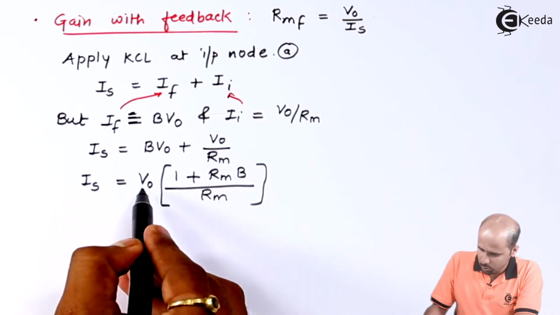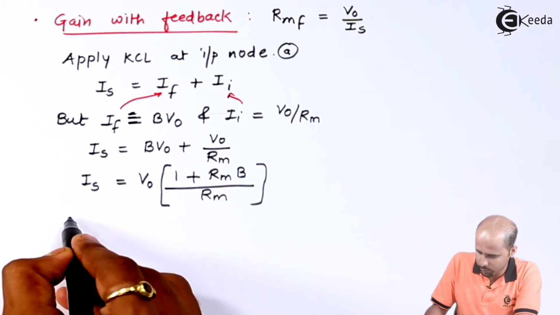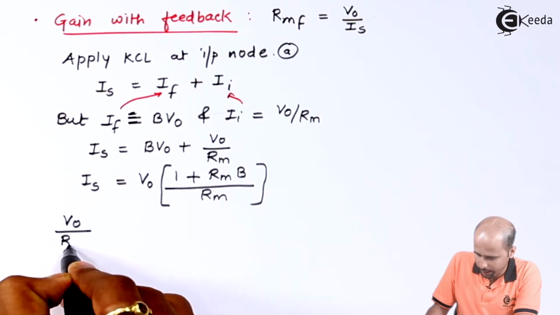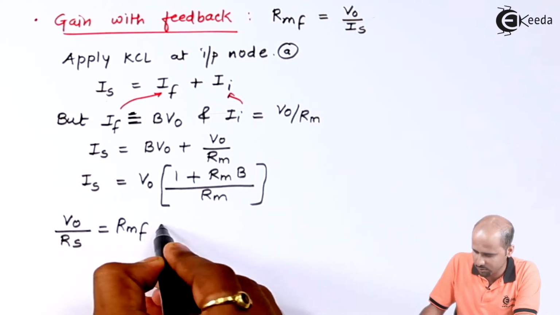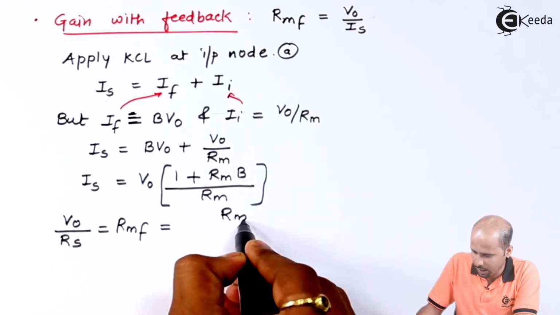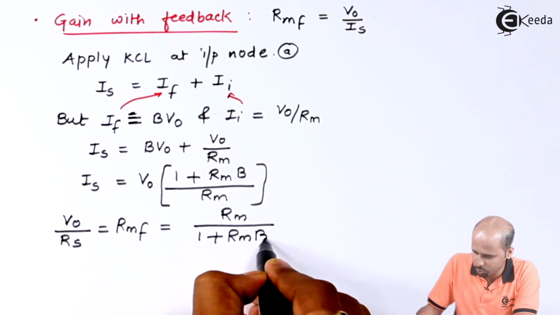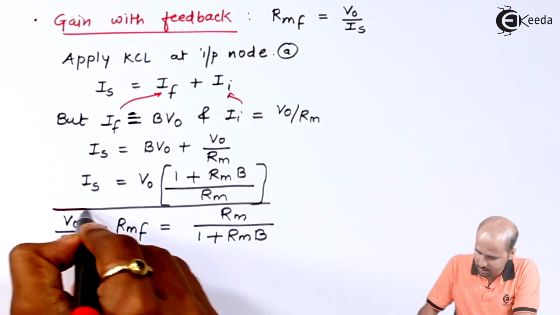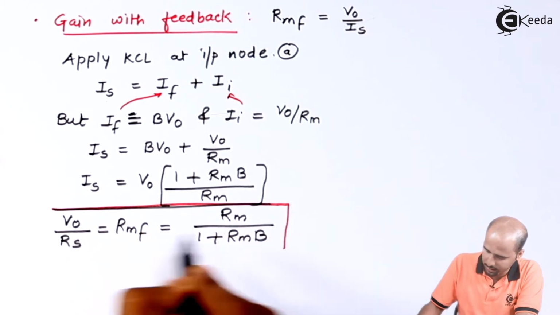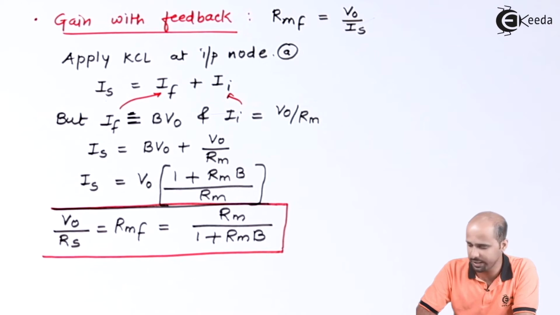Simple. Whatever value I want is nothing but the ratio VO to IS. So we will be getting VO to IS, and that is nothing but RMF, the gain with feedback, which is nothing but RM divided by 1 plus RM into B. It's not beta, it's B. Whatever value I'm getting is the expected value of gain with feedback. That is the first parameter for the analysis.